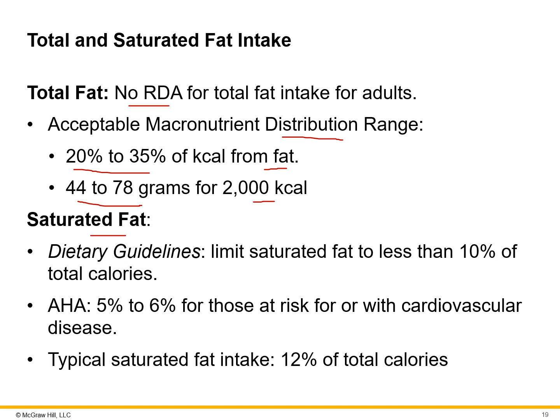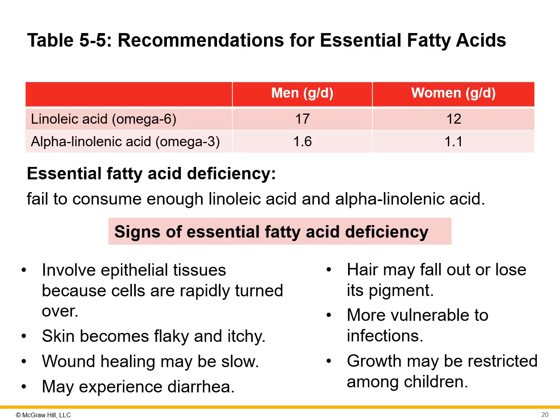Now, as far as saturated fatty acids, again, we want to stay away from those. So instead of having an RDA, we really want to limit those to less than 10%. So again, we want to have about 20 to 30, but of that, only 10 or even less should be saturated. So the American Heart Association recommends only 5 to 6 for those at risk of cardiovascular disease, just to help prevent issues. And then the typical intake is about 12% of total calories. So again, trying to decrease that to less than 10 is a goal.